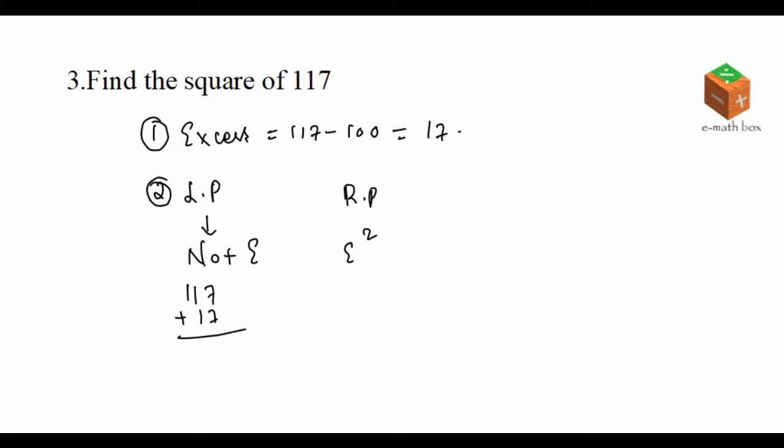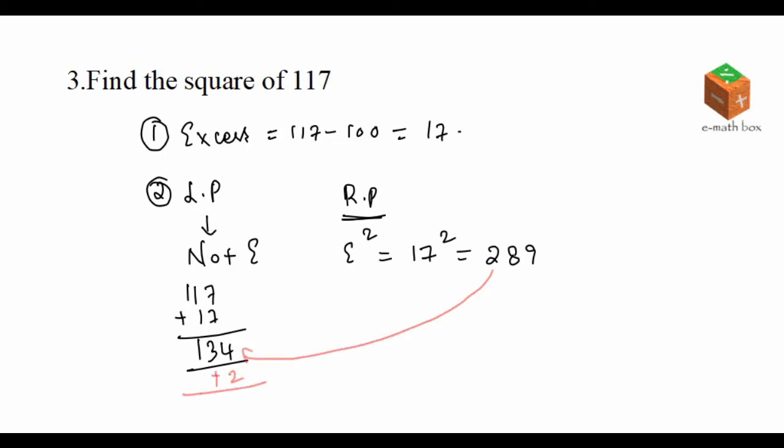What is the right hand side part? It is x square. So 17 square, which is nothing but 289. Here also you can see that it is a 3-digit number. The right hand side part should not contain a 3-digit number. So what we are going to do now is give a borrow to the left hand side part, so the 2 will get borrowed here. So 134 plus 2, now it becomes 136. Finally we can combine the left hand side part and right hand side part. It's not plus, we are just going to combine the answer. You'll get it as 136 89.